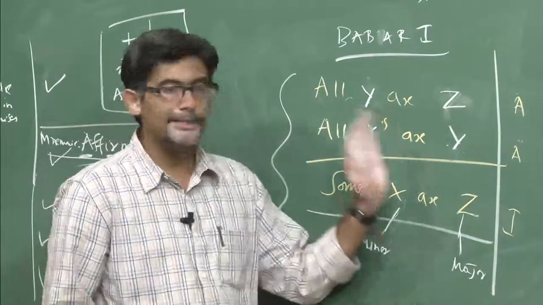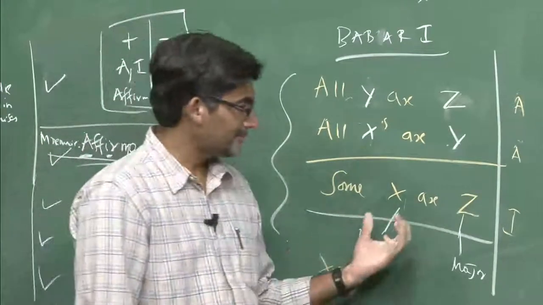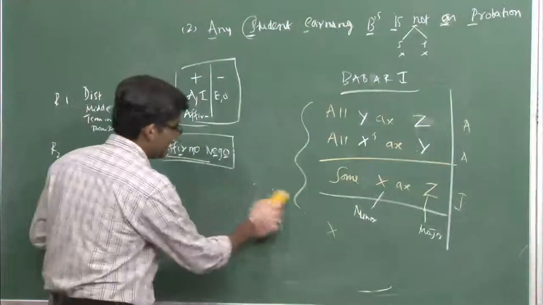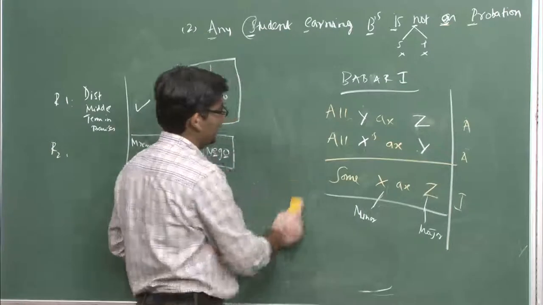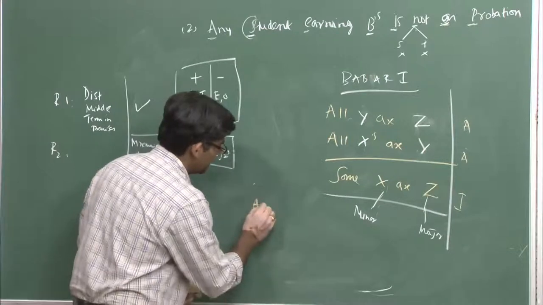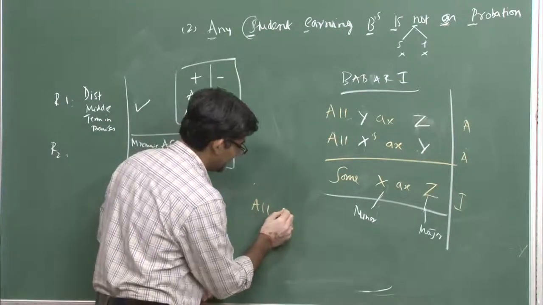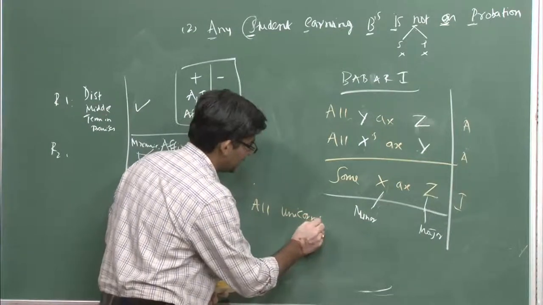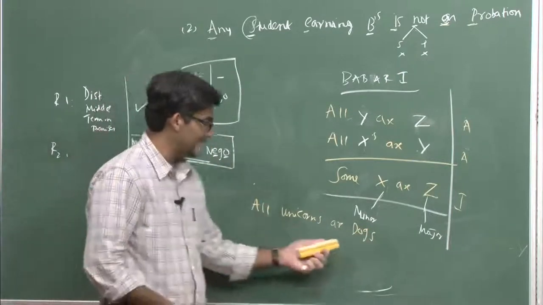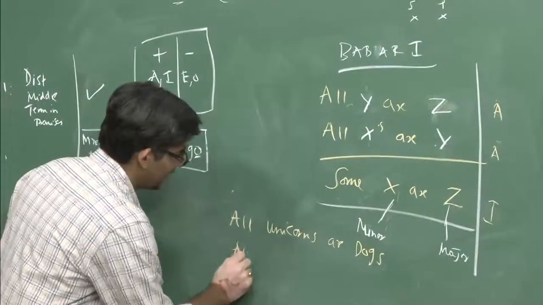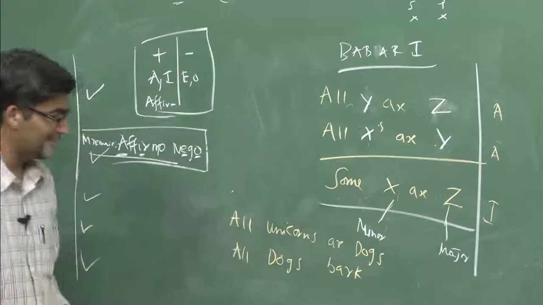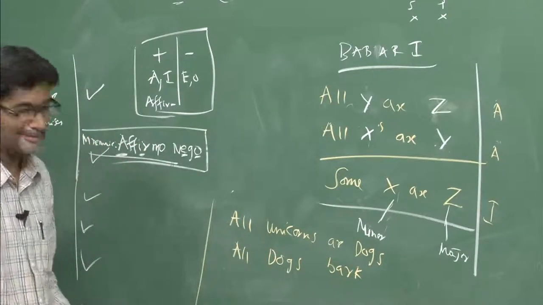But in modern logic in particular, this kind of problem is there, and you can take an example. All unicorns are dogs. Forget about whether it is true or false, it doesn't matter, you can assume this to be true. And all dogs bark. Let us say this is also wrong, since most dogs may not bark but they will bite.